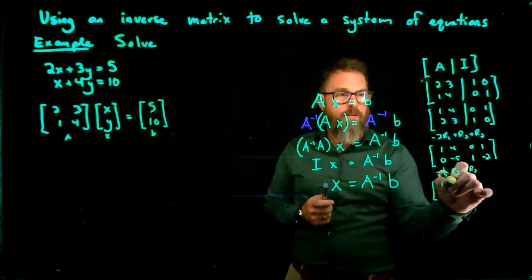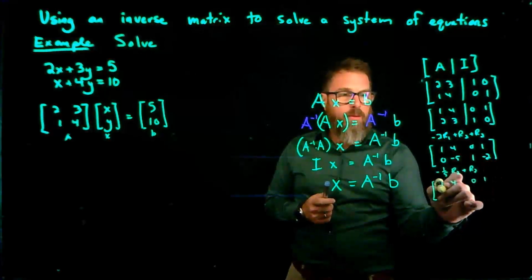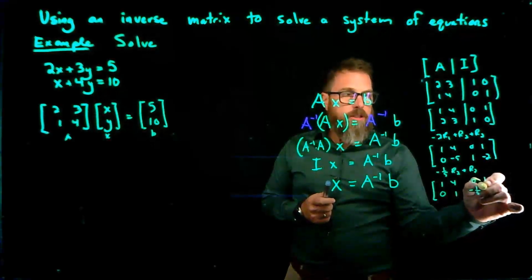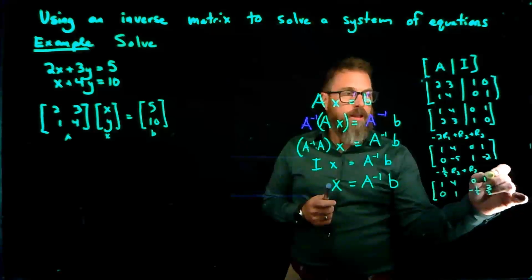So we're going to have 1, 4, 0, 1. And we're going to have 0. This is going to be 1. This would be minus 1/5. And this is going to be equal to positive 2/5.